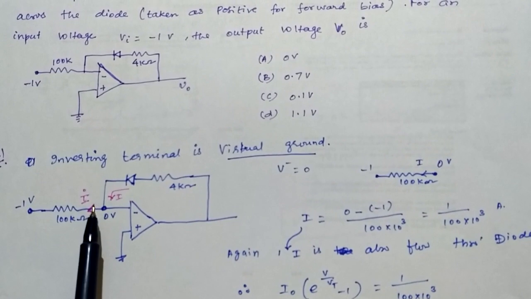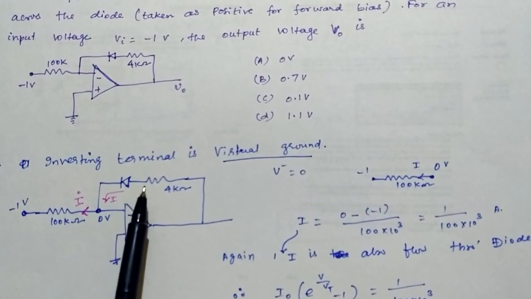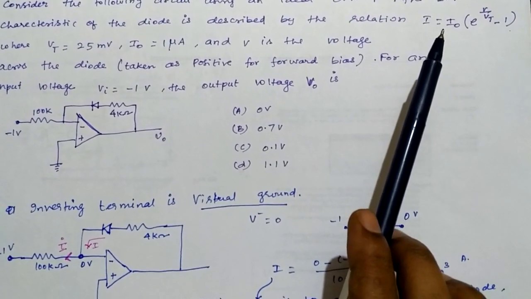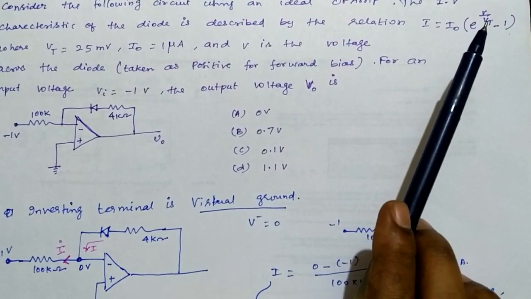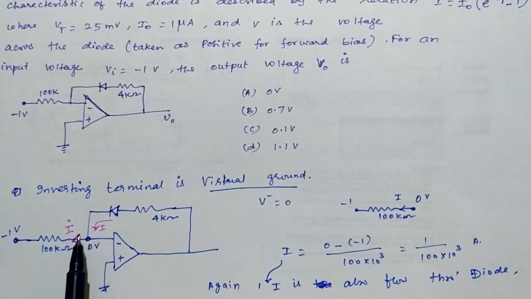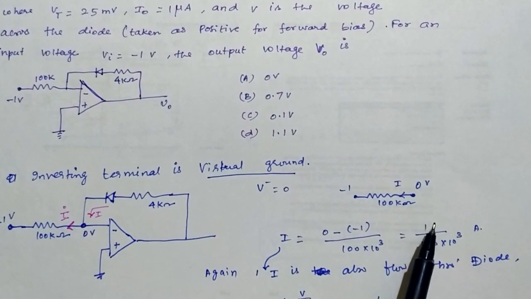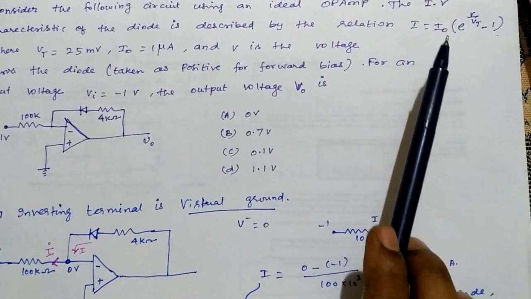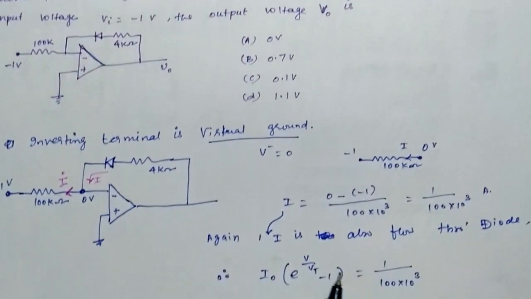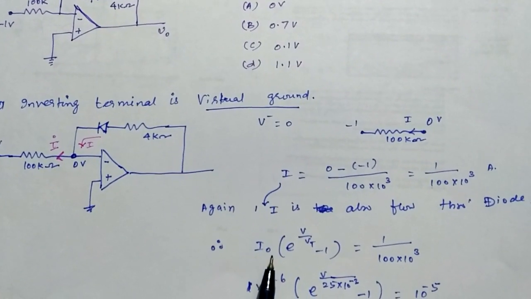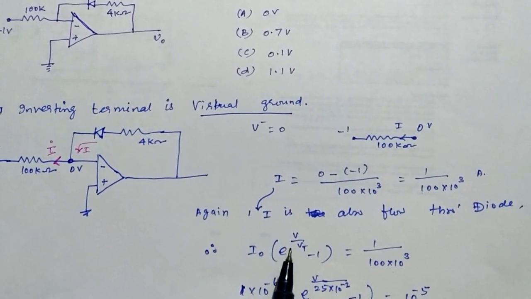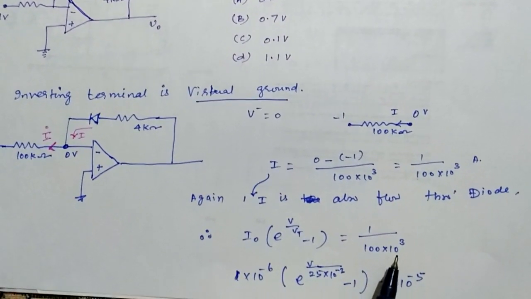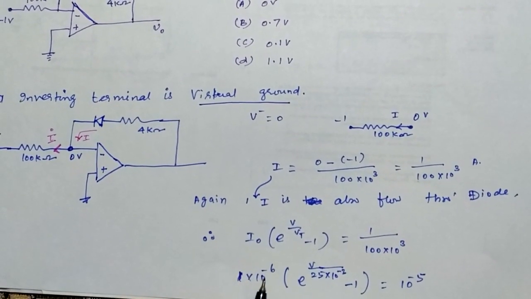Now this current also flows through this diode. The diode current given in the problem is I is equal to I0 e power (V over VT) minus 1. So this current and this current are both the same. This current we calculated as 1 divided by 100 into 10 power 3. So I0 (e power V over VT minus 1) is equal to 1 over 100 times 10 power 3, where I0 is given as 1 into 10 power minus 6.